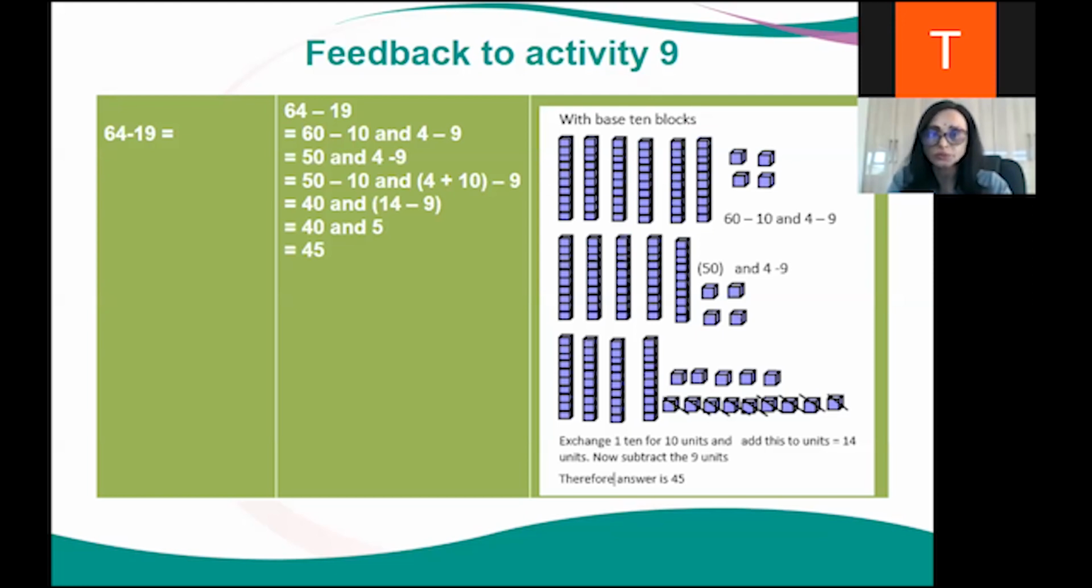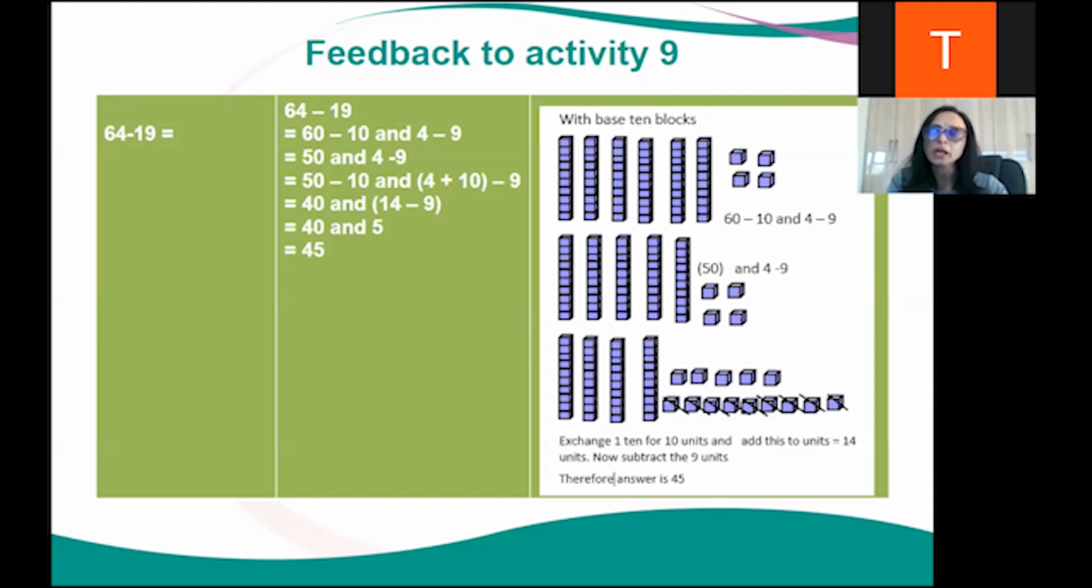So what we need to do is take 1 ten from 50. Therefore, we say 50 minus 10, and we take the 10 and we give it to the 4. So we say 4 plus 10 minus 9. Now we say 40 and 14 minus 9, which is equal to 5, so 40 and 5, which is equal to 45.